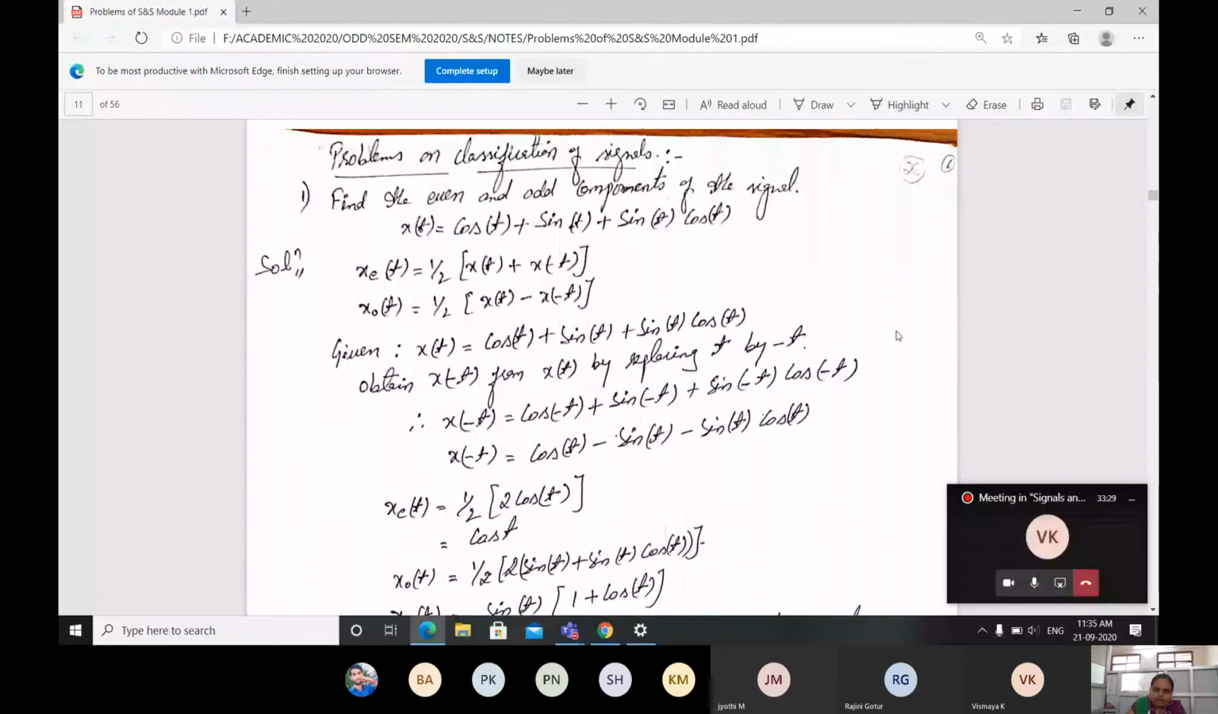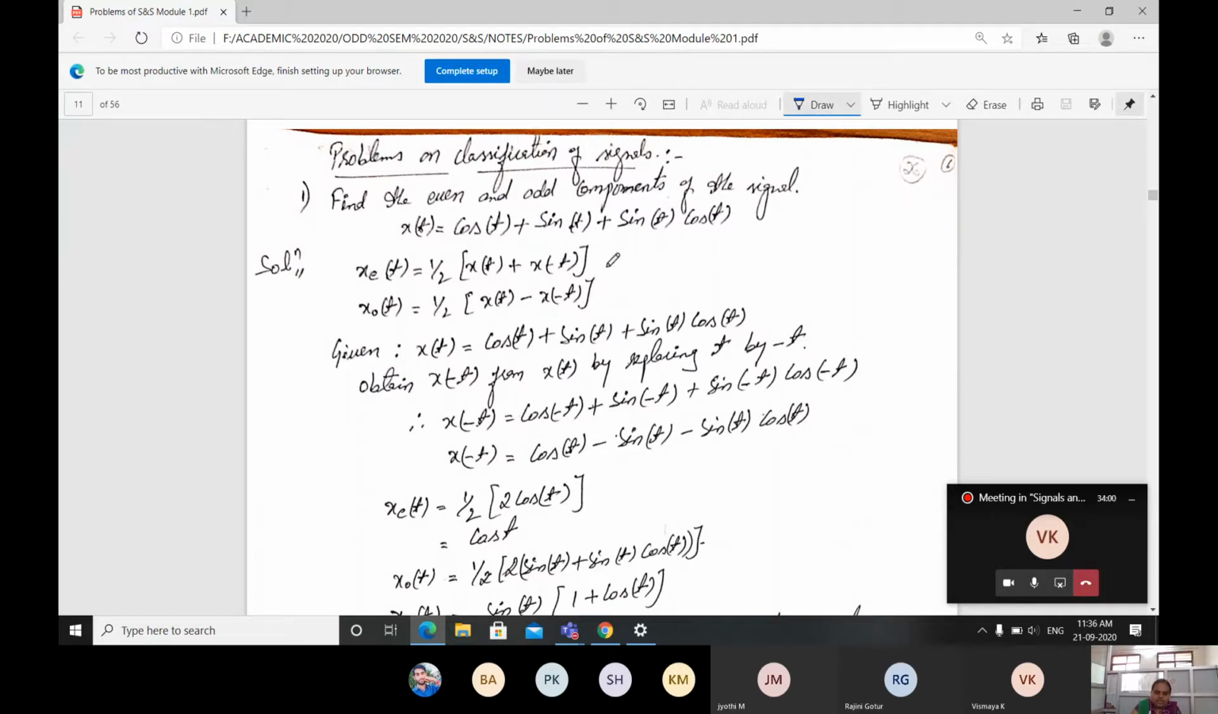Okay, today we'll solve the problems based on classification of signals. Here we first go with the first classification, that is even and odd components. Here is a problem given for us: find the even and odd components of the signal. Here x of t is given, that is cos t plus sin t plus sin t into cos t. Okay, this is the problem given for us.